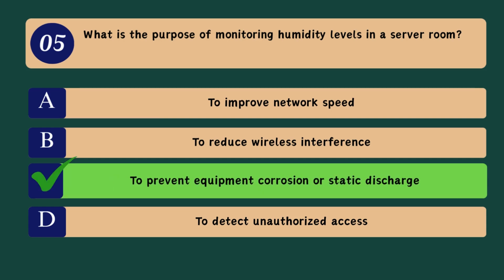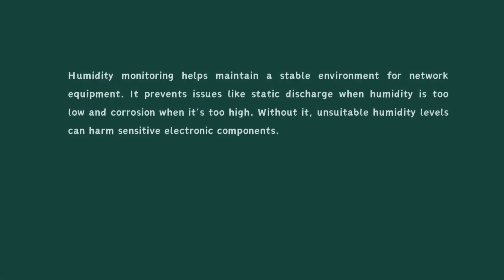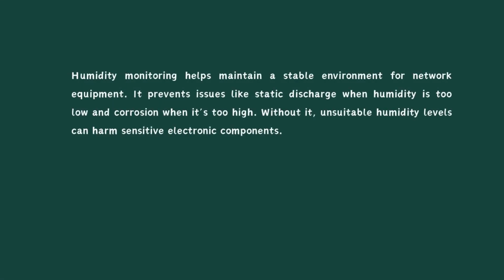Correct answer. C. To prevent equipment corrosion or static discharge. Humidity monitoring helps maintain a stable environment for network equipment. It prevents issues like static discharge when humidity is too low and corrosion when it's too high. Without it, unsuitable humidity levels can harm sensitive electronic components.